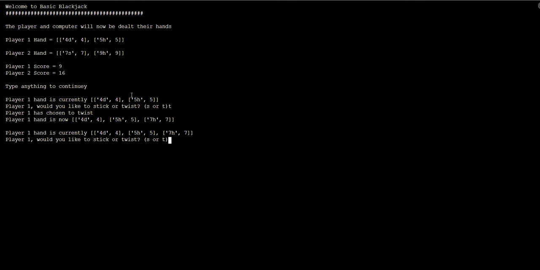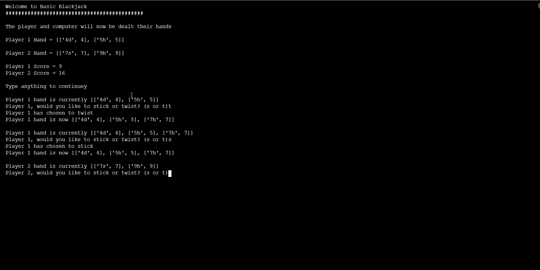Okay, so we've now got 16 as well. Now the risk involved is do I twist and pull a slightly higher card, so I'm near to 21, or do I pull a too high card and I go bust? Right, I'm gonna stick. So I'm left with 16 points. Now player two has 16 points. Let's twist and take the risk.